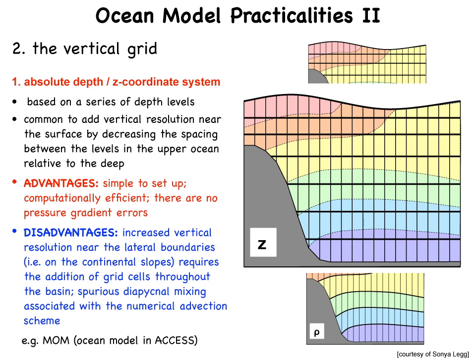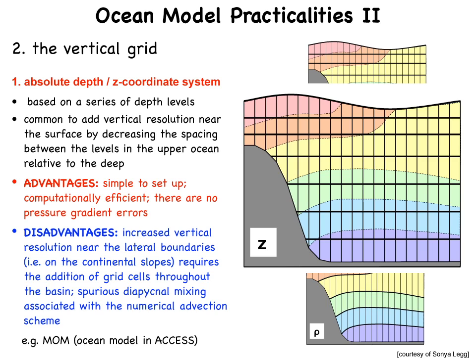The first is just an absolute depth or a Z coordinate system. And this is probably the one that you would draw first. It's just based on a series of depth levels. It's common, if you want to put more resolution in the upper ocean, to do that very simply in the system by just decreasing the spacing between your Z levels in the upper ocean relative to the deep ocean. This has lots of advantages.